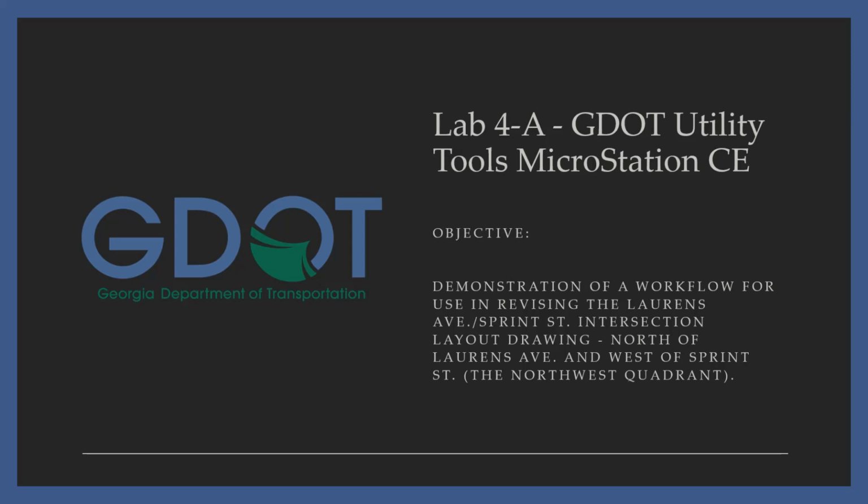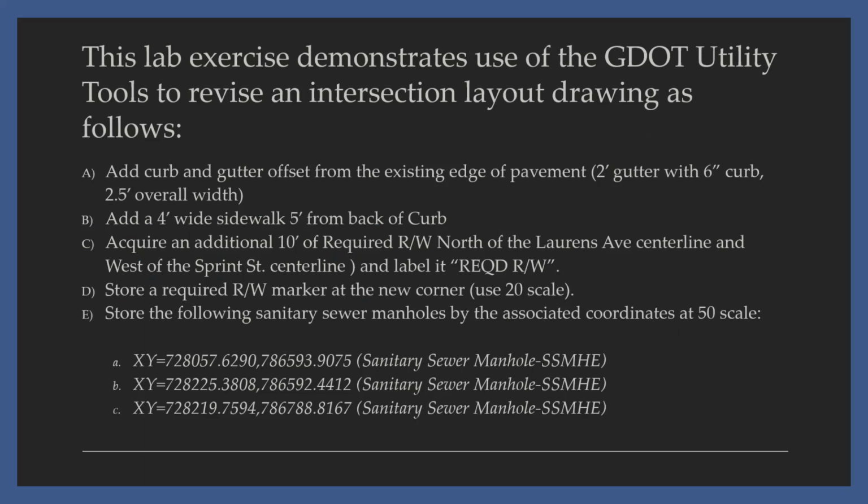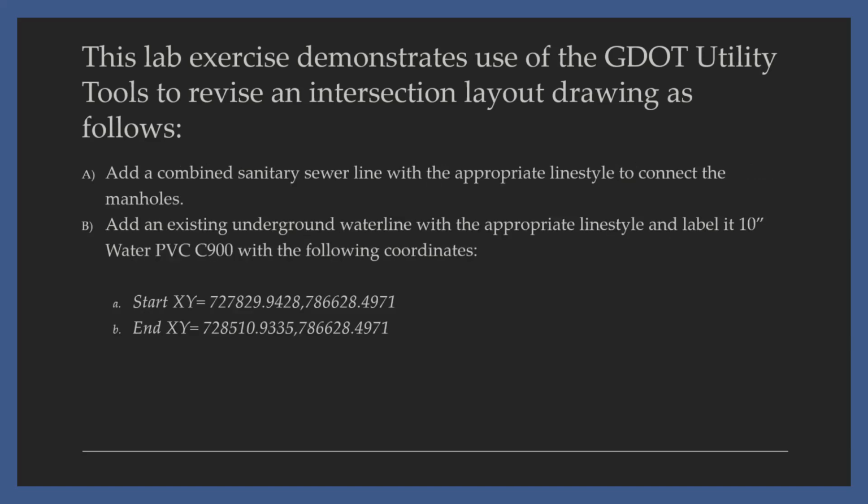The objective of this lab is to demonstrate a workflow for use in revising the Lawrence Avenue Sprint Street intersection layout drawing, north of Lawrence Avenue and west of Sprint Street, the northwest quadrant of the intersection. The criteria for this revision was communicated in Lab 4 and is as follows: adding curb and gutter, a sidewalk, right-of-way, a right-of-way marker, and sanitary sewer manholes as depicted. Additional criteria include the addition of a sanitary sewer line and the addition of an existing underground water line, also as depicted.